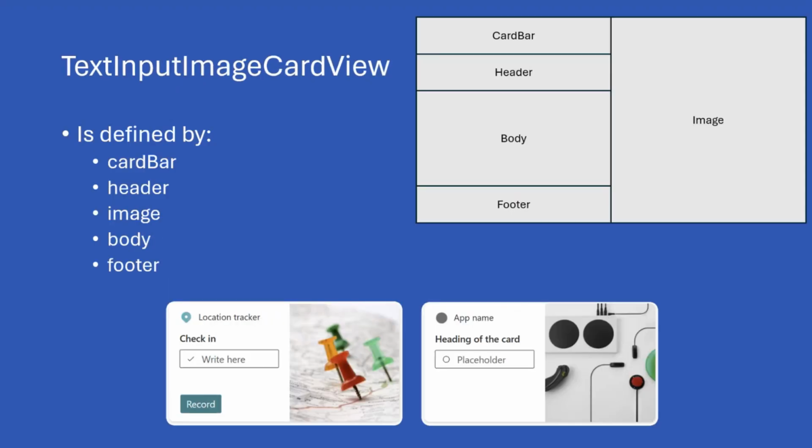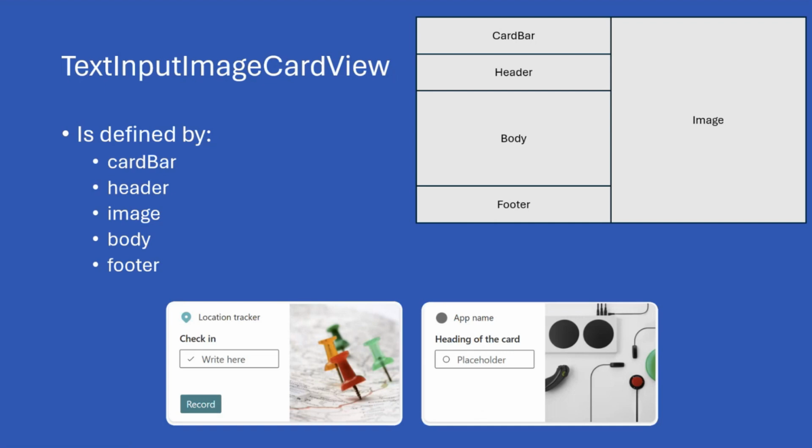What else? What if you want to have a text input with an image? There is the text input image card view. So you have the card bar, you have the header, you have the body like as before, and you have the footer like as before. But you also have the image so that you can show a nice image on the right side of the card view in order to have a nice looking card to collect input from the user. And again, as before, you can have a button or you can have just an empty footer for your card view.